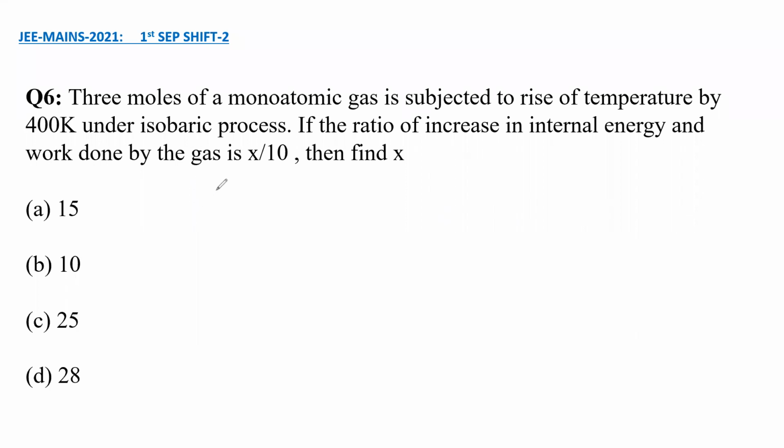Question 6: here we have 3 moles of monoatomic gas undergoing an isobaric process, and they are asking us the ratio of delta U and delta W. We know that delta U in any process is nCv delta T, and delta W in an isobaric process particularly is nR delta T. Therefore, this ratio is nothing but Cv by R. But Cv is f by 2 R, so this comes out to be f by 2. Monoatomic gas has 3 degrees of freedom, so this ratio comes out to be 1.5.